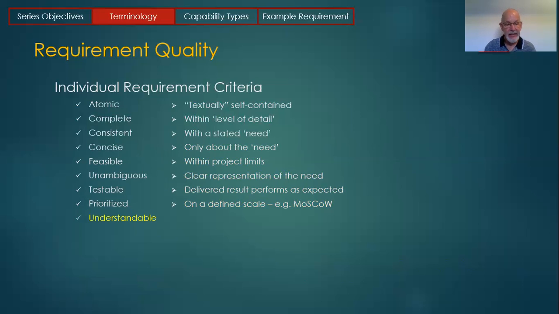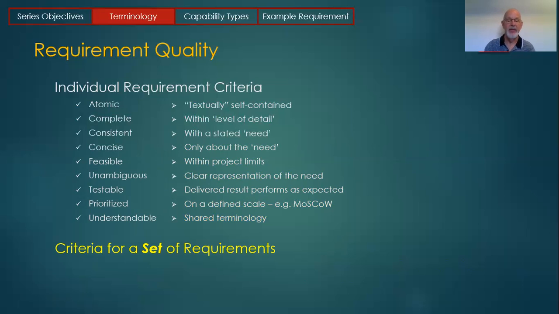And lastly, they should be understandable. So this is where a requirement needs to use terms that are understood both by the business and by the downstream delivery team. So the testing team, the designers, the developers, that sort of thing. So hopefully seminar 3 will help us address the understandable quality measure.